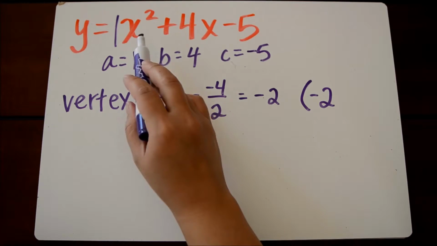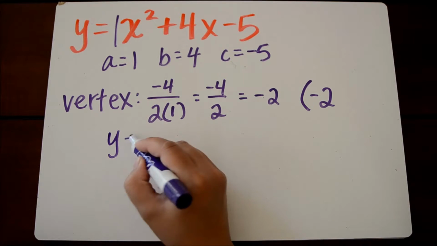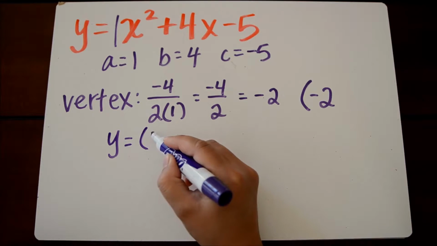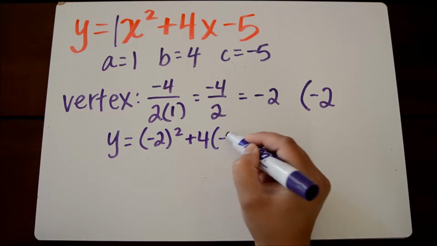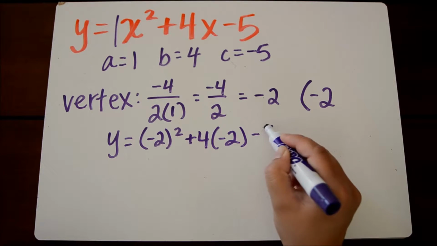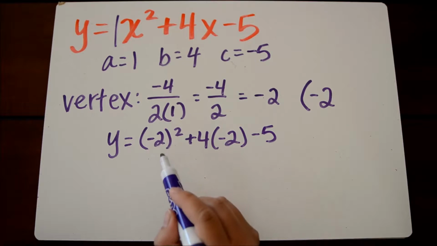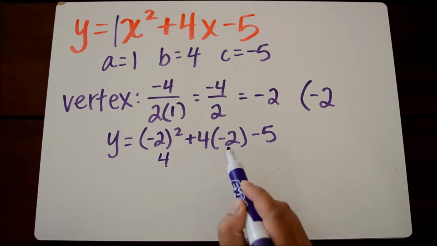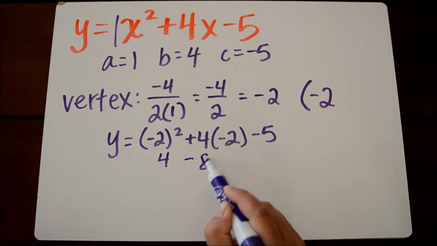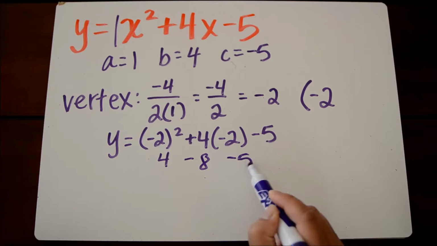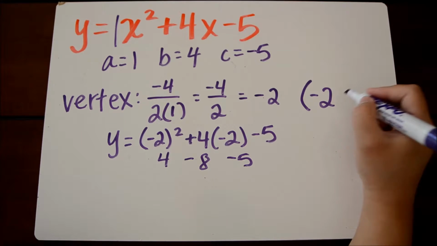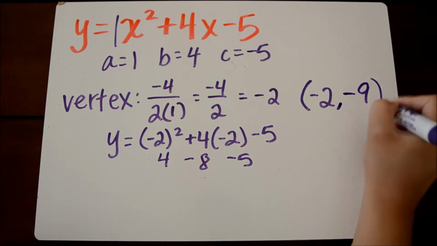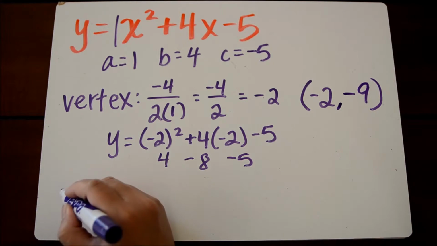To figure out the y value of our vertex, we have to plug this into all of the x's of the equation. So I'm going to substitute this into all of the x's. And -2 squared is 4. 4 times -2 is -8. And then drop down the -5. 4 minus 8 minus 5 is -9. So our vertex is at -2, -9.